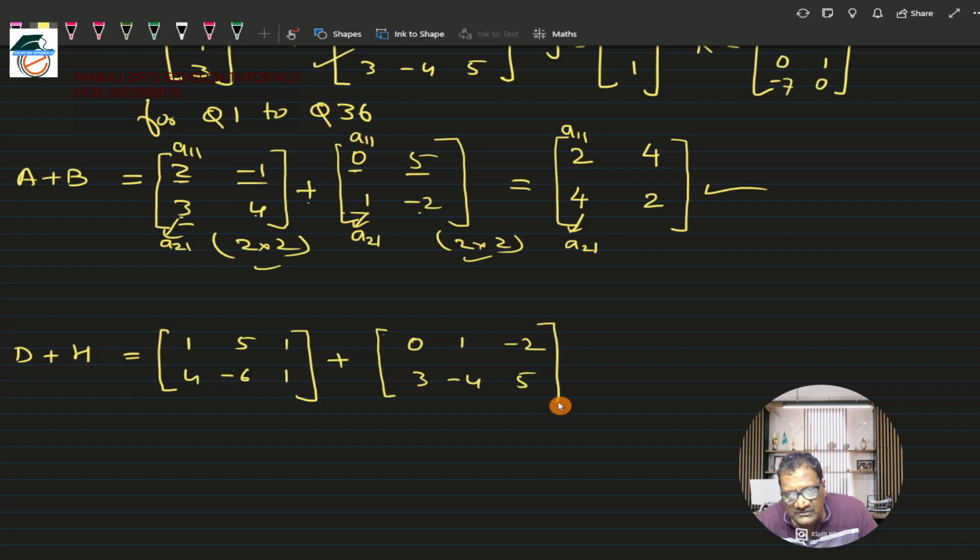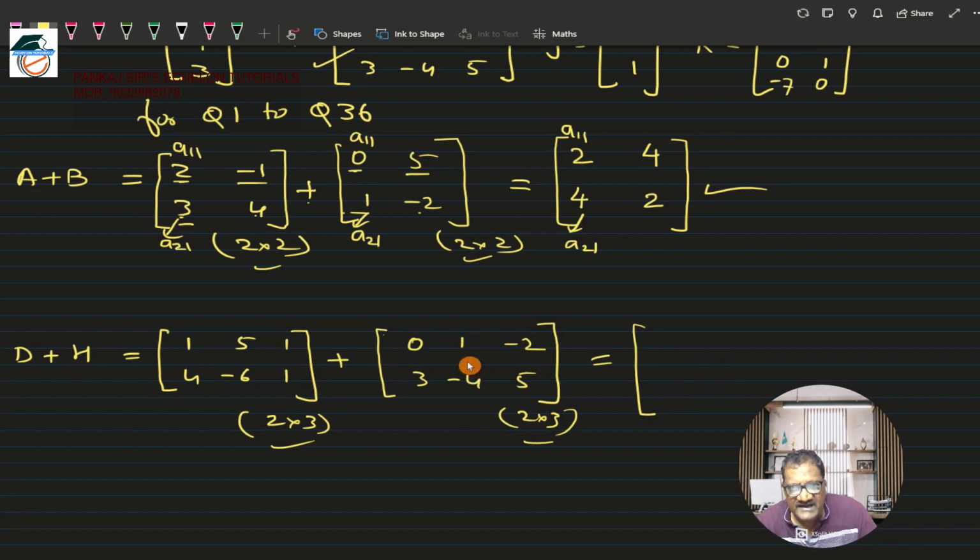Okay, so if you want to add these two matrices D and H, you have to first check whether the order is same. This is 2 by 3, this is also 2 by 3. Since the orders are same for both the matrices, addition is possible. So what will be the answer, or what will be the resultant?